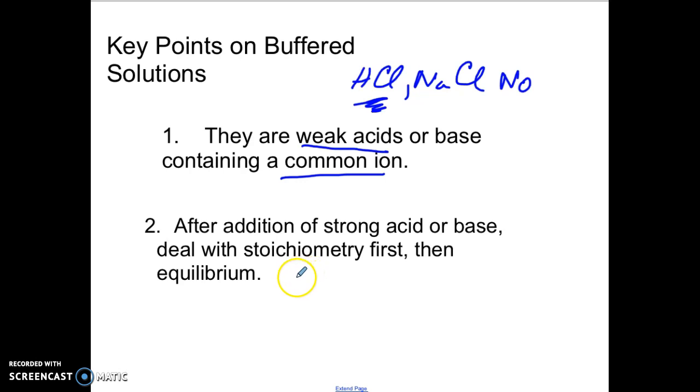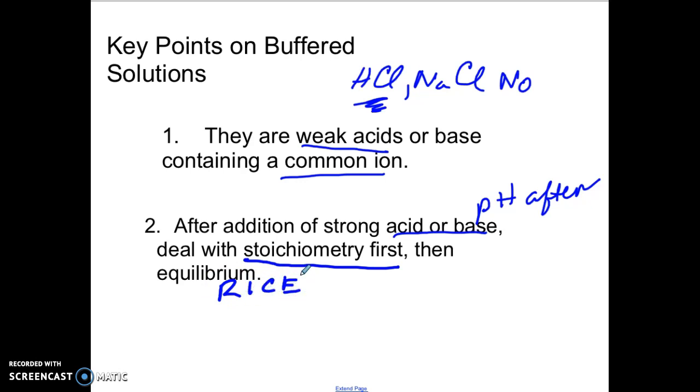When you are asked to calculate the pH after the addition of an acid or a base, then you would have to deal with some stoichiometry first. So you'd want to do that first, and then you do the RICE tables.